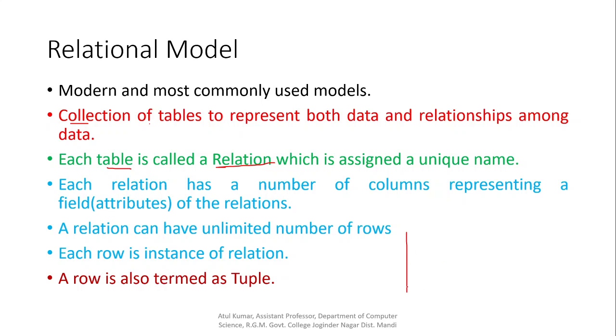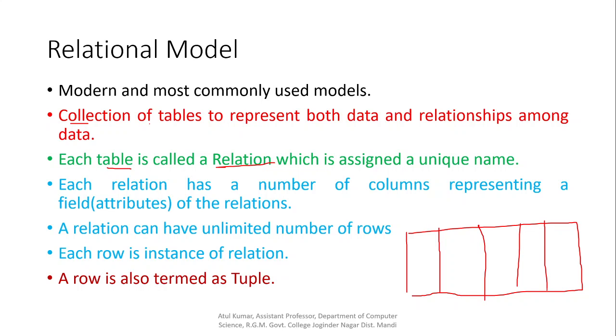So suppose I want to give you an example. What is a table? A table consists of rows and columns. Suppose I have a table of student, so I will give this table the name student. Each table is a relation, and it is assigned a unique name. I have given the name of this table as student.